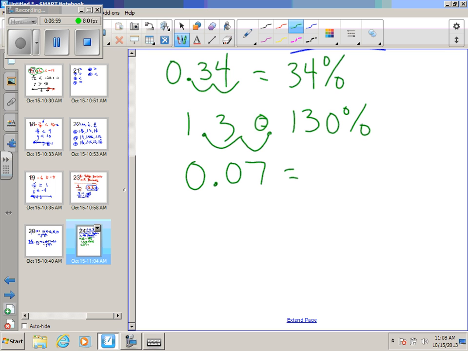Move my decimal 2 places to the right. My decimal, 2 places to the right. Seven percent.